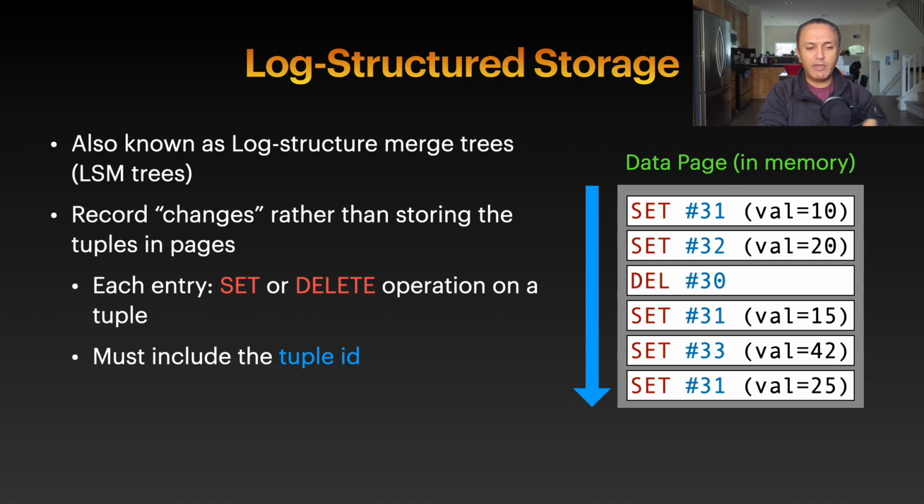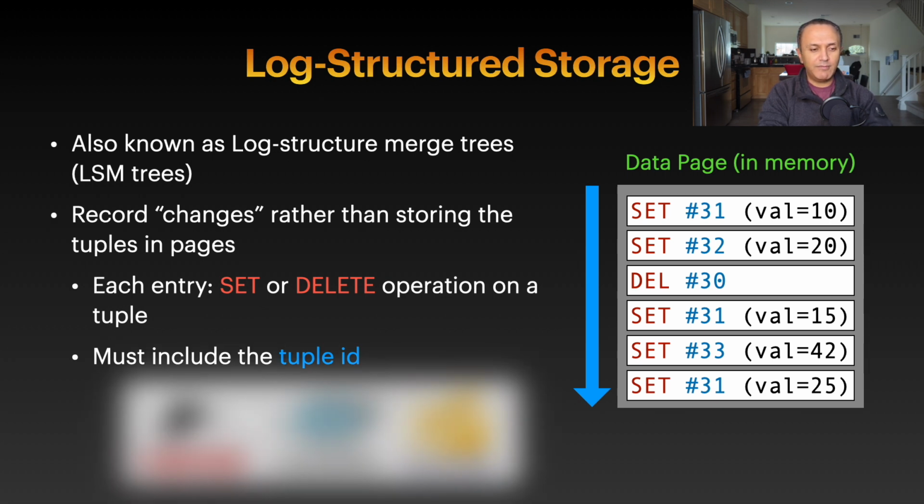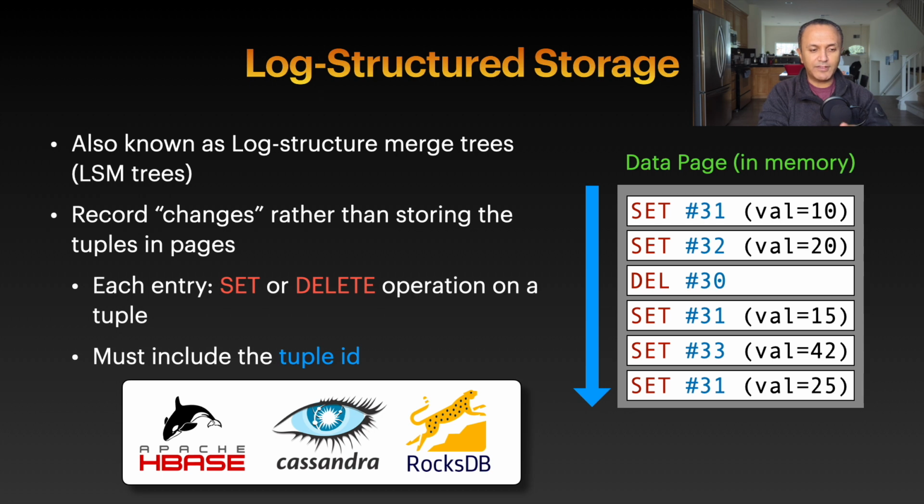So basically, each time I do a set, I need to include all the data. Each time I do a delete, I don't need to include any data because I'm just deleting the tuple. There can be multiple entries for each ID, as you can see here. So I'm doing set number 31. A little bit later, I'm doing another set for 31, which means overwriting the previous one, and so on and so forth. This scheme or this layout is also used in multiple systems, including HBase, Cassandra, and RocksDB, among others.